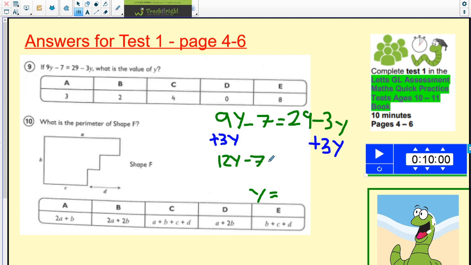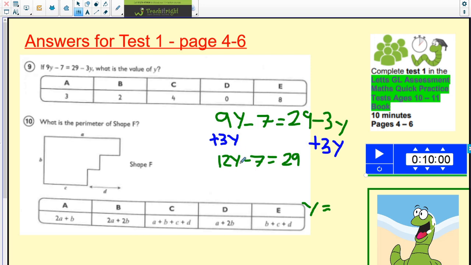Still got the minus 7 equals 29. Minus 3y plus 3y, they cancel out, and that's why we chose the opposite. So plus nothing, so that disappeared. Now we've got, might need a little bit more space, put that down there. Now we've got 12y minus 7 equals 29.